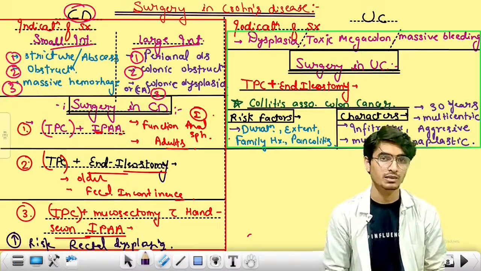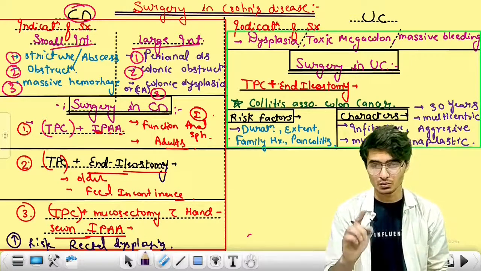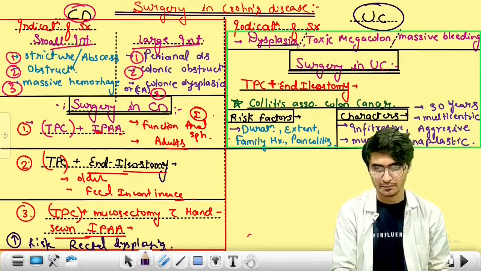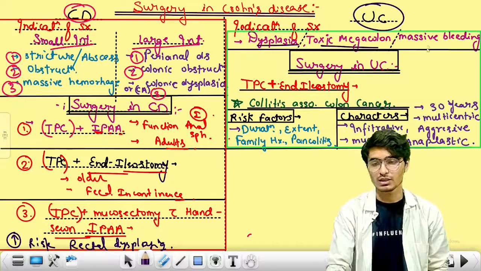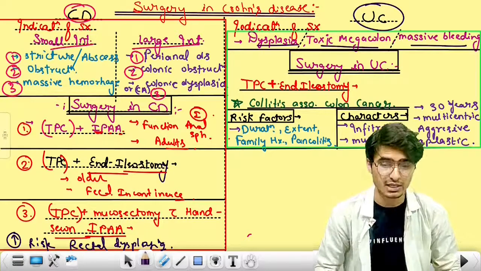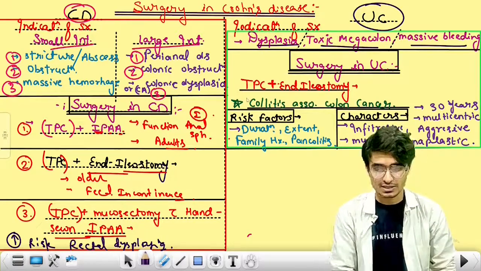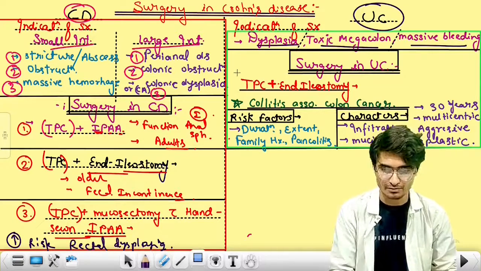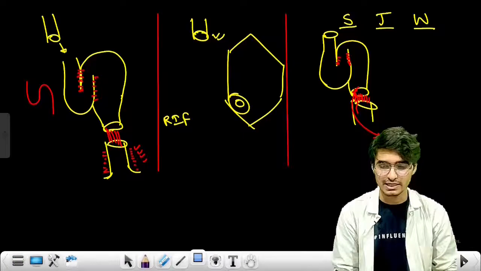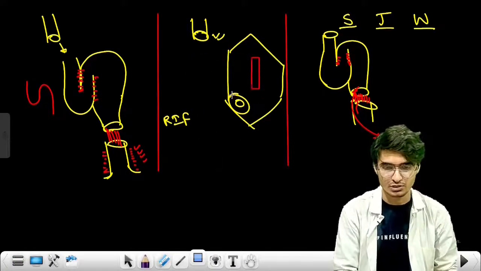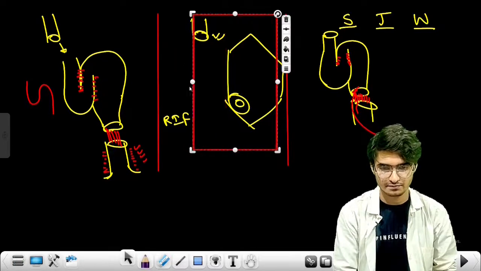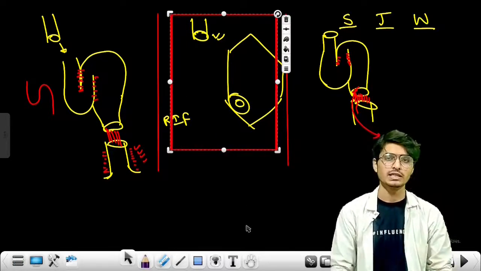Now we will go for the same thing with respect to UC. What are the indications of surgery? Number one is dysplasia. Second, toxic megacolon and massive bleeding. This is the indication section. Now for the surgery, it is the same as the previous one, that is total proctocolectomy with end ileostomy. This is done in the case of UC.